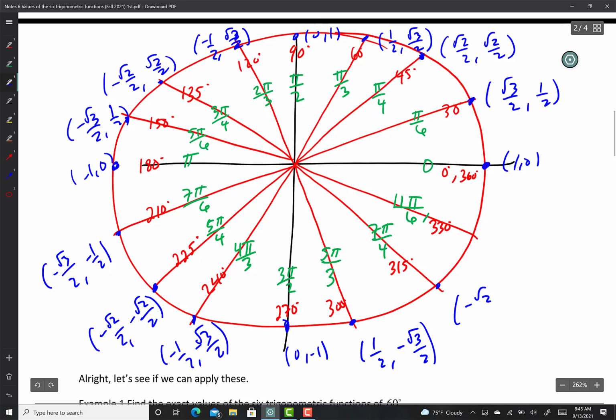315, they're both square root of 2 over 2. It's just the y that is negative. And at 330, same deal. Square root of 3 over 2 for the x and negative half for the y. And there it is.